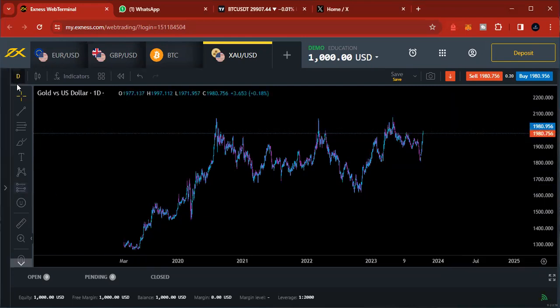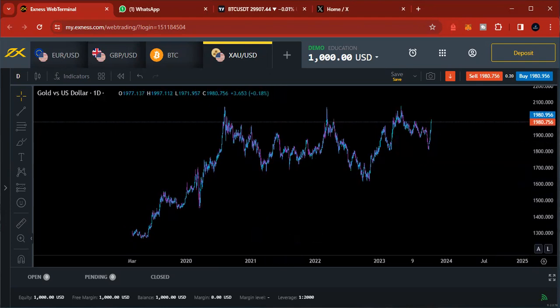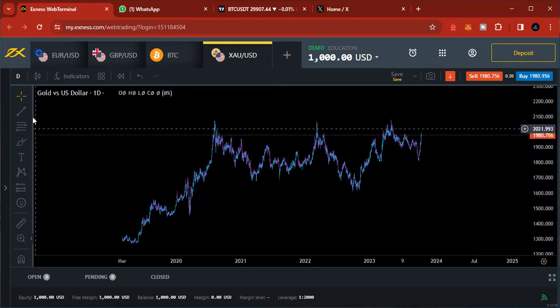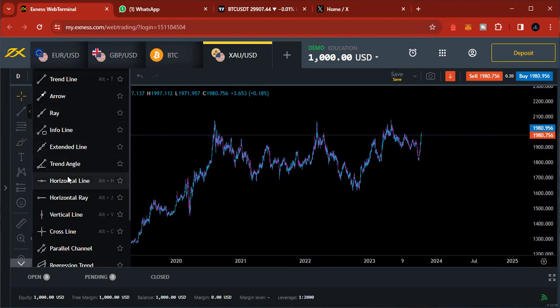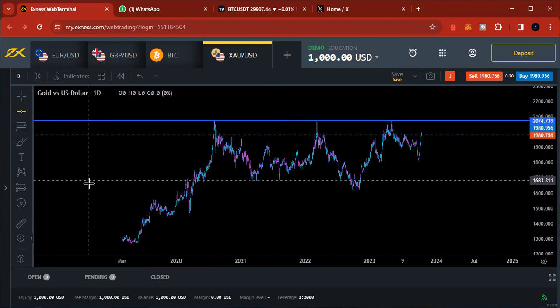All right, so before us, we have the gold USD. That's the gold USD, XAU USD, and we are using the daily time frame. So looking at this chart here, we are just going to point out the support and resistance levels that are quite obvious. Okay, firstly, we have the resistance, which is around here. And then the second one is we have the support, which is somewhere here.